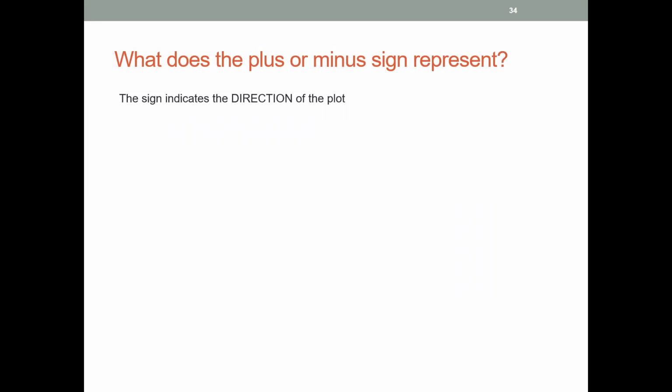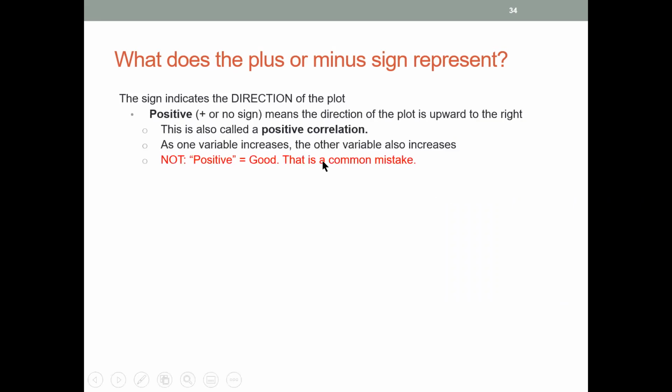So what does the plus or minus sign mean? It indicates the direction of the plot. So if the points are generally going up, as in both of the scatter plots that we saw, it would be called positive, and we would have a plus sign. So it means the direction of the plot is upward to the right. We would also call it a positive correlation. That would be the term that you would see. There is a positive correlation or a positive relationship. It means that as one variable increases, the other variable also increases. So they're both going up.